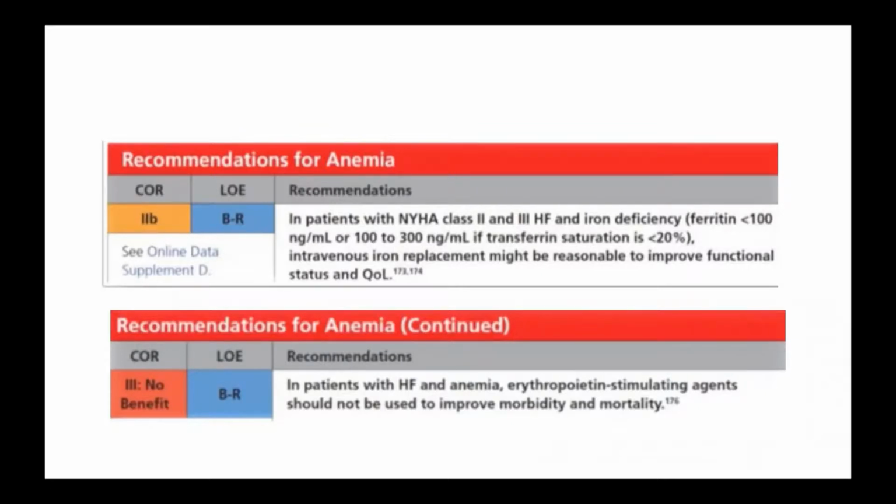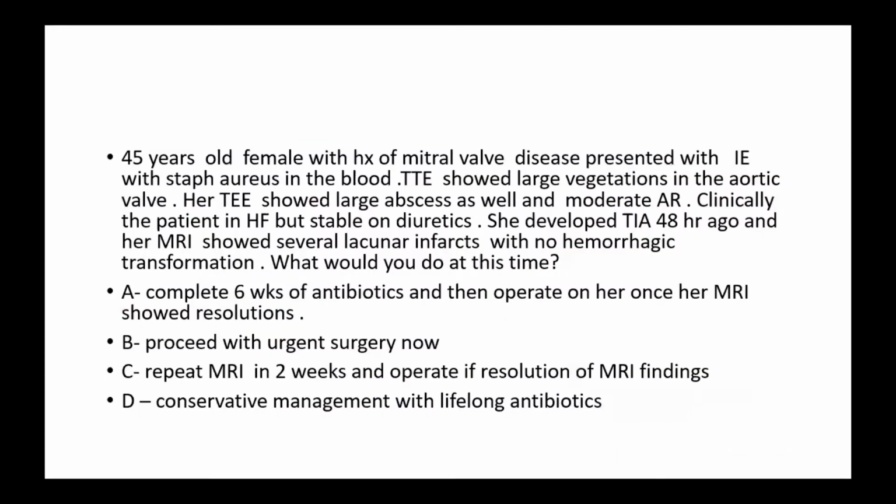So you have this 45-year-old female with a history of mitral valve disease. She presented with infective endocarditis with Staph aureus in the blood. They did a transthoracic echo for her. It showed a large vegetation on the aortic valve. Her TEE showed a large abscess as well, with moderate AR.